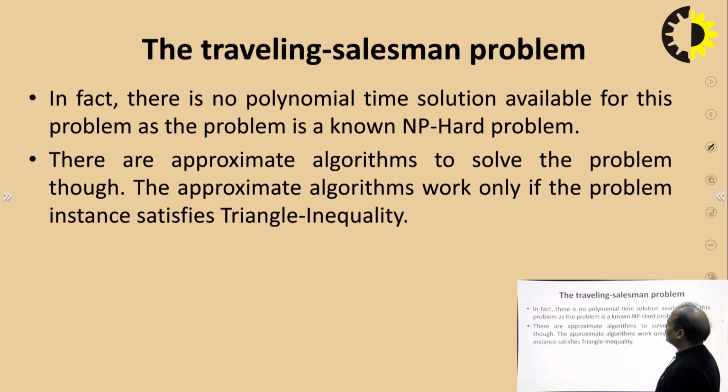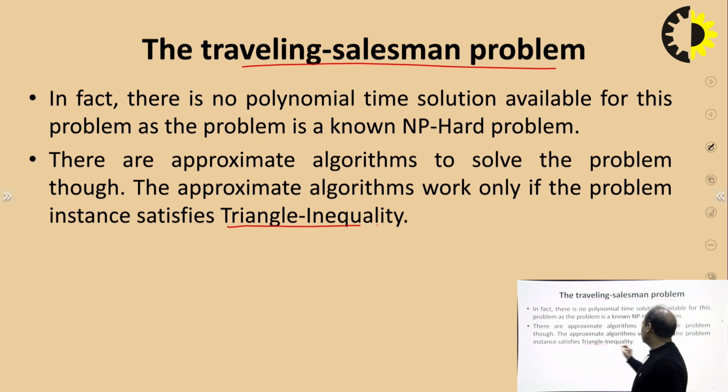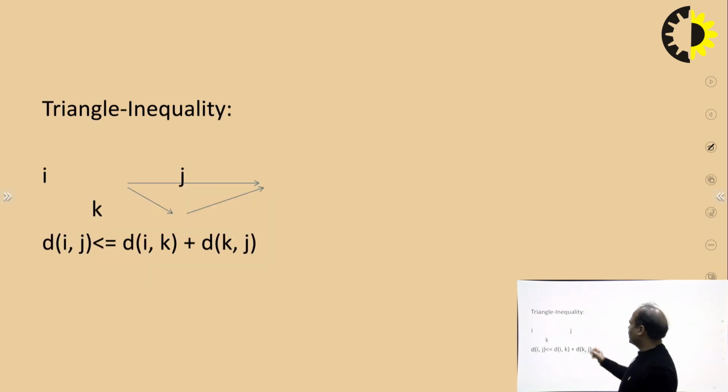Another problem is the traveling salesperson problem. This is also one of the solutions. You can also solve TSP using approximation. And approximation will work only if the problem follows the triangle inequality. See, this is the triangle inequality: d(i,j) is less than or equal to d(i,k) plus d(k,j).